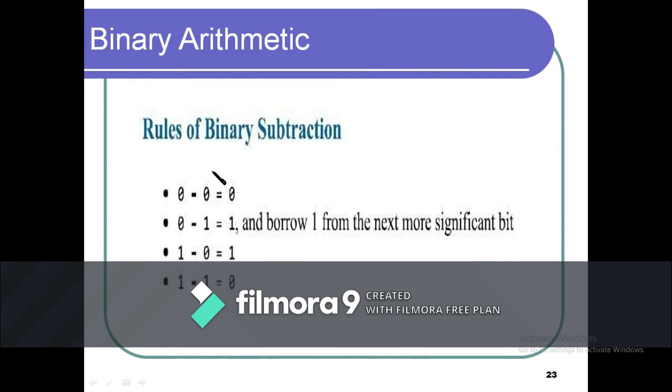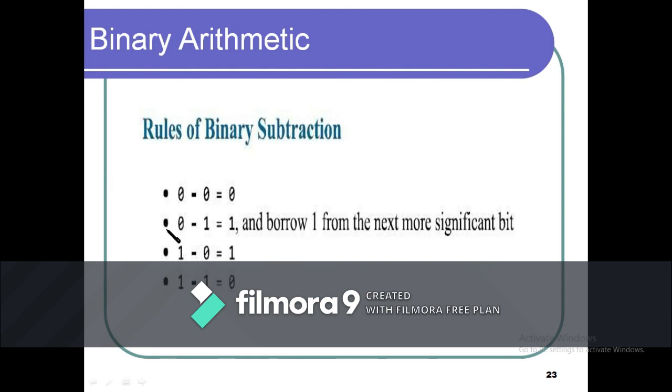Now we go to binary subtraction. In binary subtraction, what will happen? 0 minus 0 is 0. 0 minus 1: we cannot write minus 1 here, hence we write 1, and a borrow will be generated from the next bit.